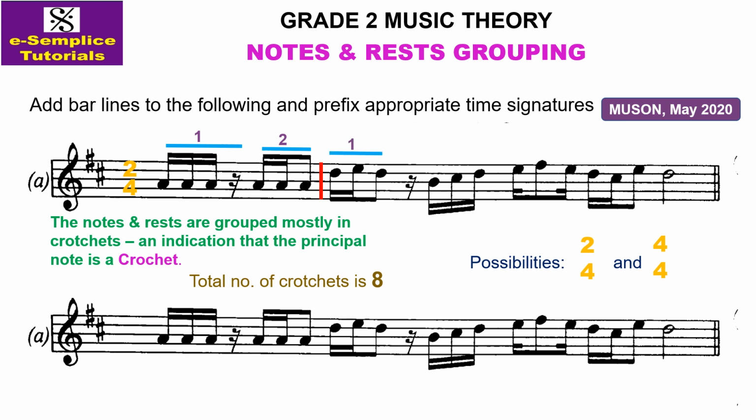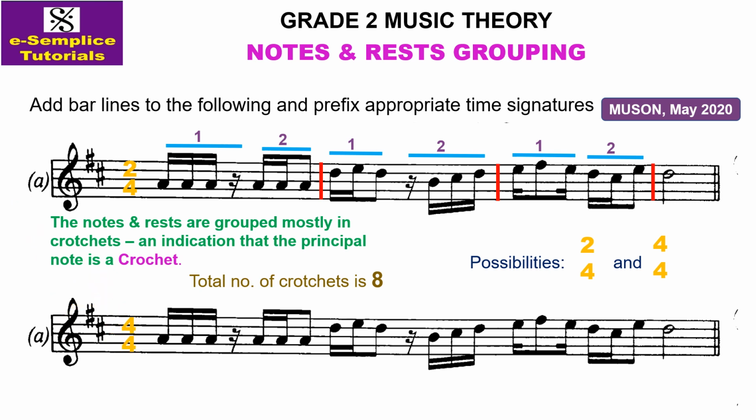Now this is beat 1 again, a crochet. This is beat 2, another crochet, so another bar line. Now this is a crochet, beat 1, another crochet, beat 2, so a bar line comes there, and the last bar is balanced because that's a minim.